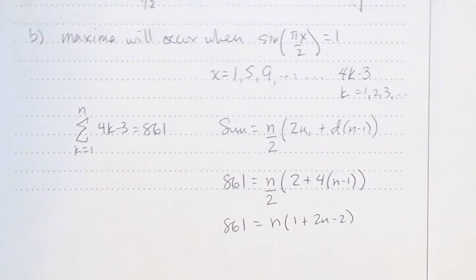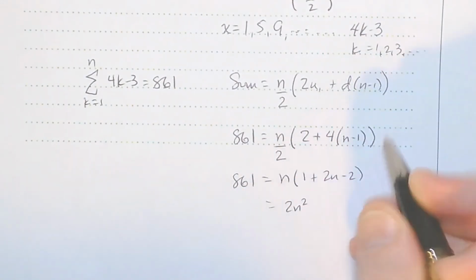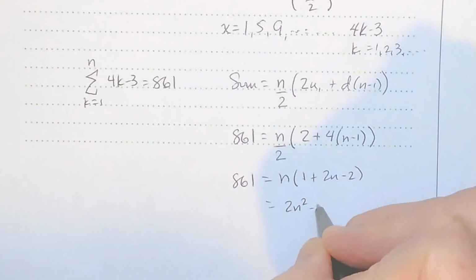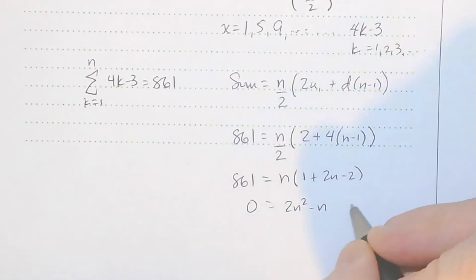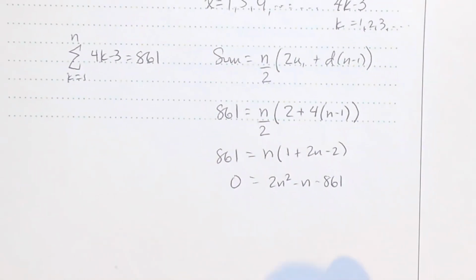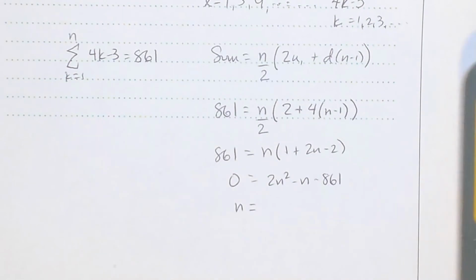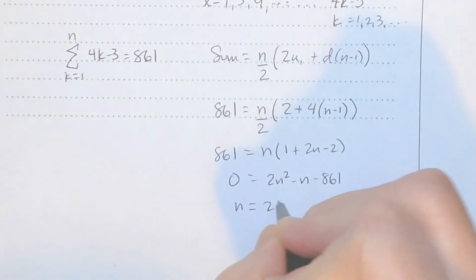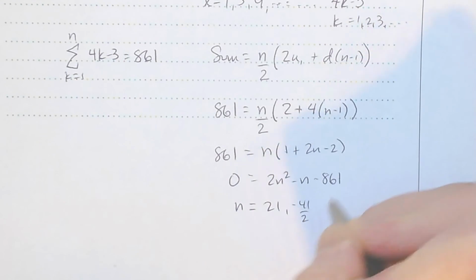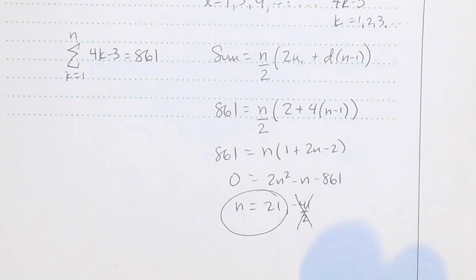And so if I simplify this a bit more, it looks like I'm going to have 2n squared. 1 minus 2 is minus 1 times n is minus n. And then I'll move the 861 over, so there's a minus 861. Now, I do not suggest trying to factor this. I used our handy-dandy polysolver, and I got 21 and negative 41 halves. And obviously, negative 41 halves doesn't even make sense. So, I got an answer of 21, and that was a very challenging problem, but fun nonetheless.